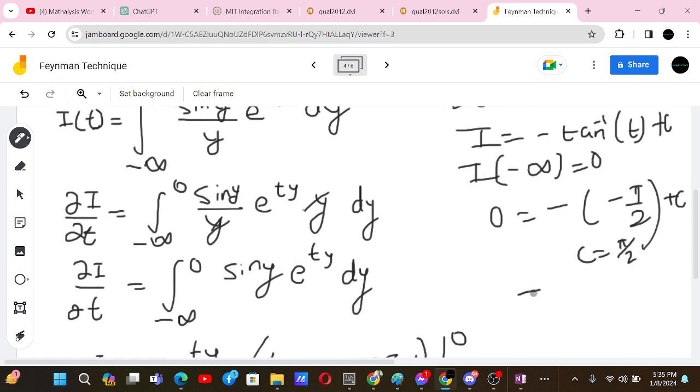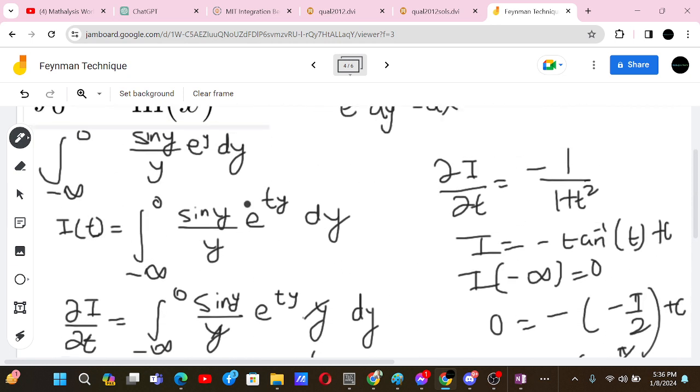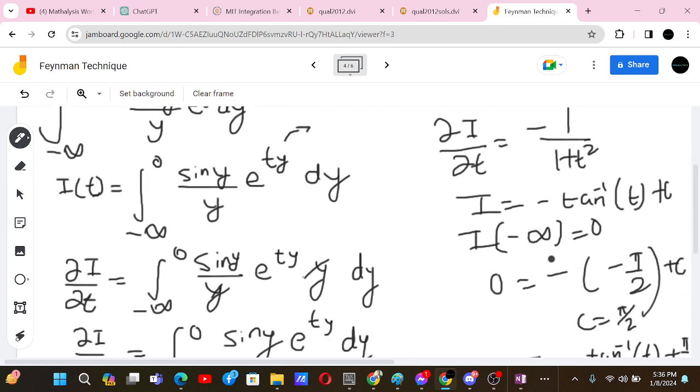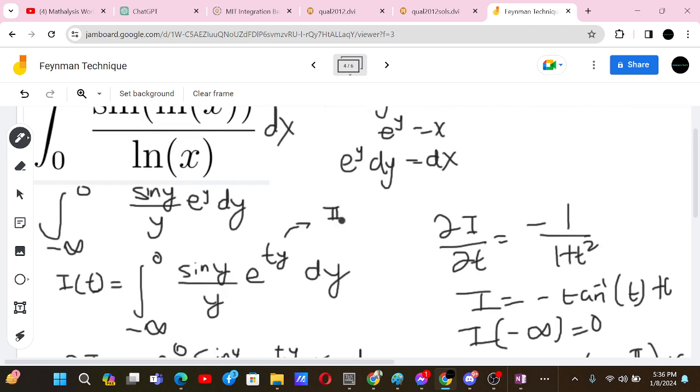Yeah, so I equals minus tan inverse t plus c is just pi by 2. Now our required integral is when t equals 1. So I equals minus tan inverse 1, which is pi by 4, plus pi by 2. So I equals pi by 4. That's the answer. And in fact, I need not have done it again. I just did it for the sake of doing.